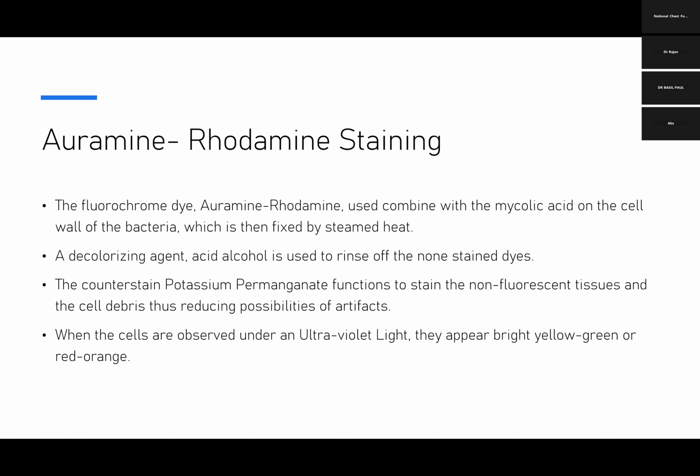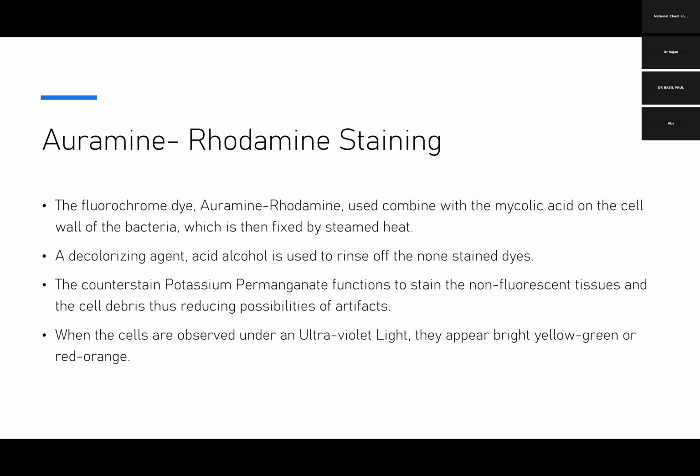Now coming to the second staining method, that is the auramine rhodamine or the auramine O staining. In this, the fluorochrome dye auramine rhodamine is used to stain the organism. So auramine rhodamine combines with the mycolic acid on the cell wall, which is then fixed with steamed heat. Then you use a decolorizing agent, acid alcohol, to rinse the non-stained dyes. Then you counter stain with potassium permanganate to stain the non-fluorescent tissue and cell debris. Then you visualize this under the ultraviolet light or the fluorescent microscope.